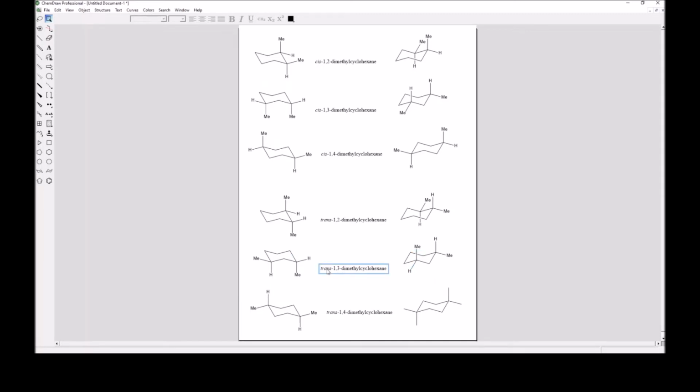It's still trans because on this carbon right here, up is the methyl group and down is the hydrogen. And on this carbon, up is the hydrogen and down is the methyl. So one methyl is up, one methyl is down. Remember, cis and trans have nothing to do with axial and equatorial. Cis and trans are all about up versus down. When I rotate this one, the methyl group goes from equatorial to axial. The hydrogen goes from axial to equatorial. Pull this one down, the hydrogen ends up equatorial, and the methyl group ends up axial. All right, so now I've drawn both conformations of all 6 of my isomers of each other.